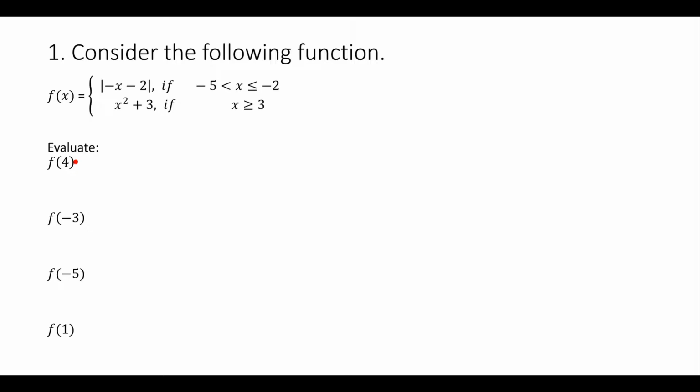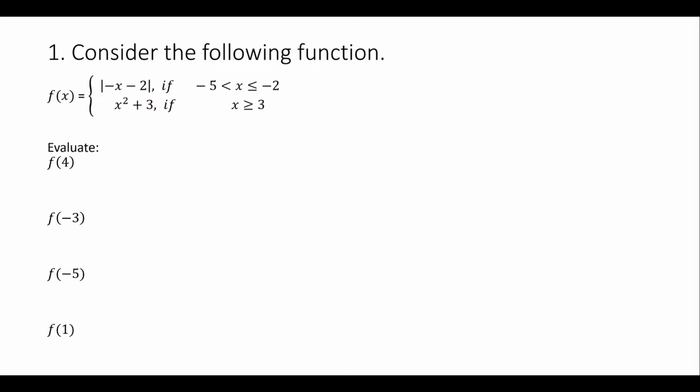So what does it mean to evaluate f of 4? That means when x equals 4, what's the value of the entire function? Well, how do I know where to actually substitute the 4? Let's look at the definitions. Is 4 between -5 and -2? Of course not. So I cannot possibly use this first definition because my 4 is not in this interval. Let's look at the second part. Is 4 bigger or equal to 3? It is. So because 4 is bigger or equal to 3, I'm going to have to use the second definition to find my f of 4.